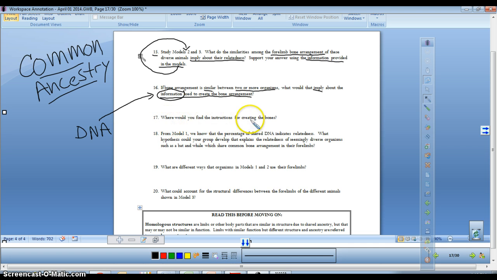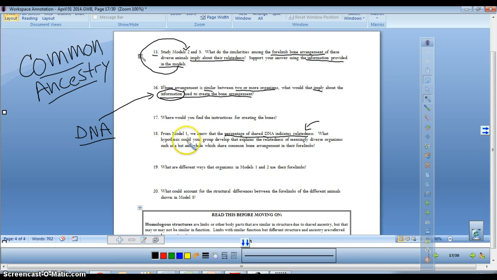Where would you find these instructions for creating the bones? Where would you find them? Where do you find DNA? What part of the cell do you find DNA? 18, from Model 1, we know that the percentage of shared DNA indicates relatedness. Percentage of shared DNA indicates relatedness.